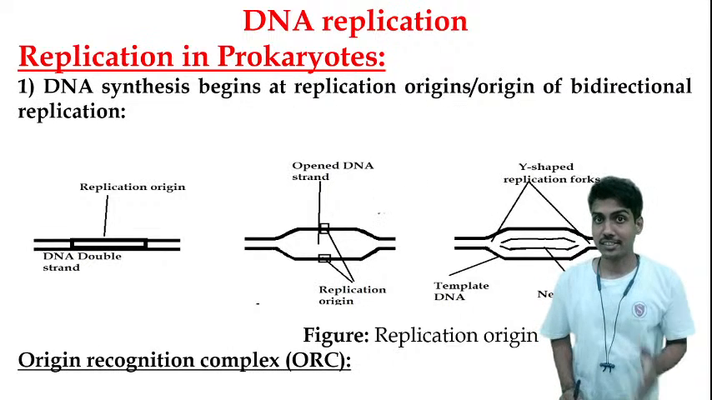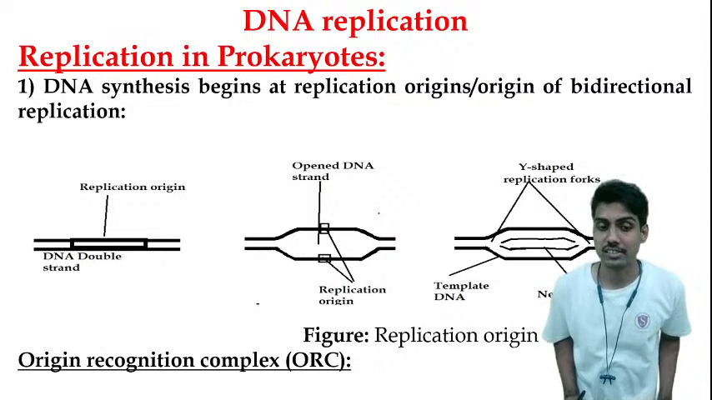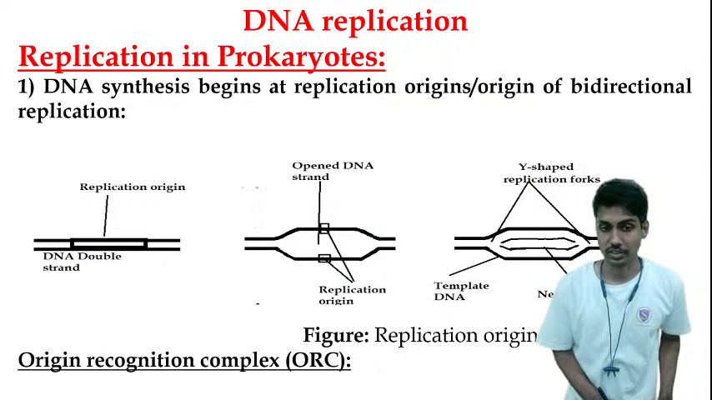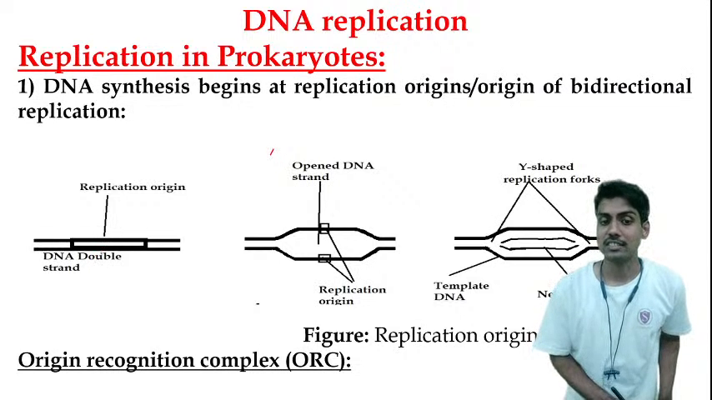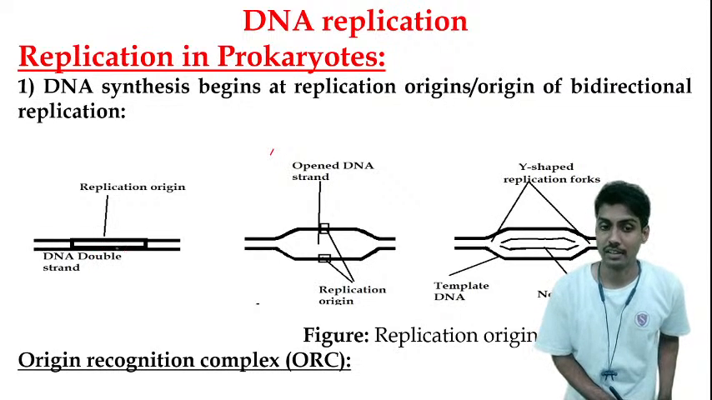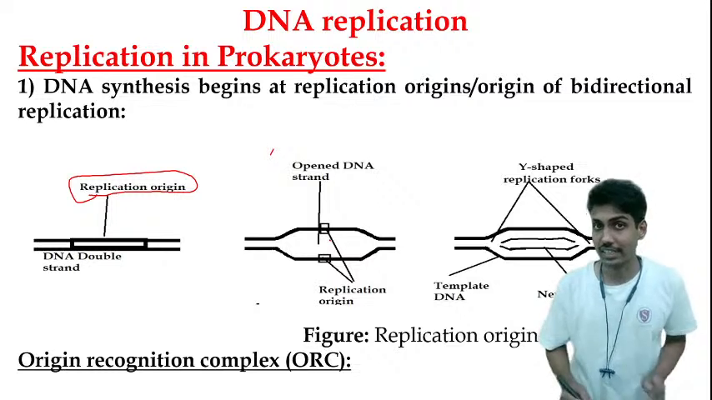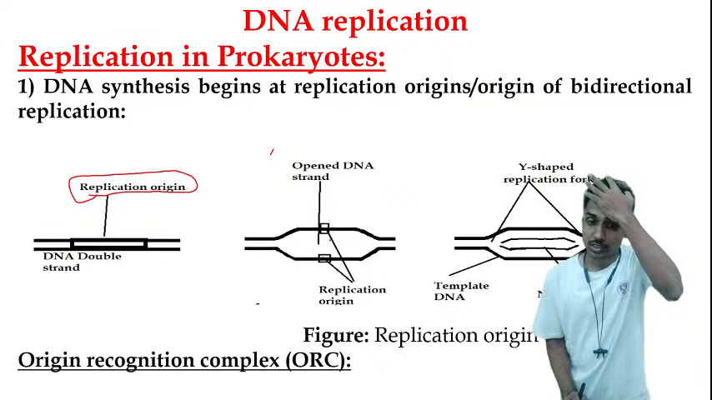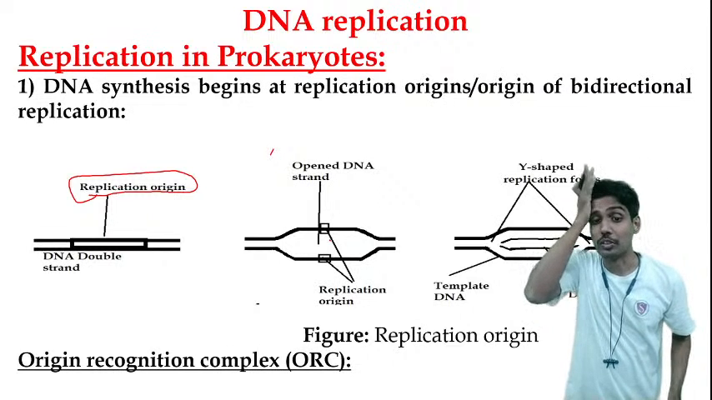Where does this DNA replication actually begin? It begins at the replication origin. Now what is this replication origin? The replication origin is a part of the double stranded DNA where the entire replication of that DNA is going to be started. Such a region of the DNA is called the replication origin.